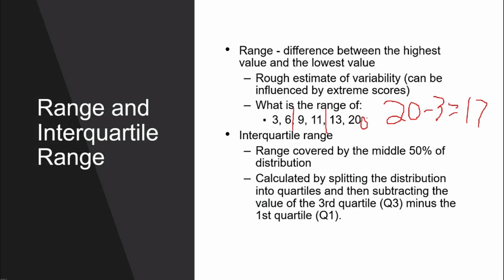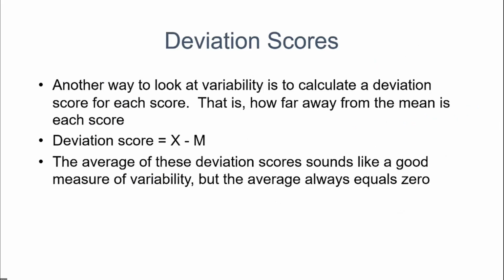So interquartile range is a bit of an improvement. I'm not even going to go into how to calculate it. Use statistical software to calculate it. I don't think it's worth your time trying to calculate that by hand. Software will do it if you even want to use it. We're going to go over some better measures of variability in a second.